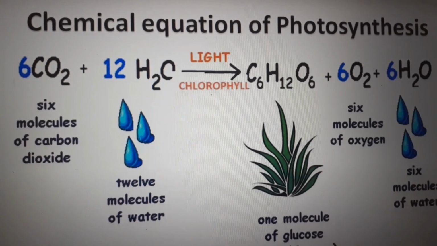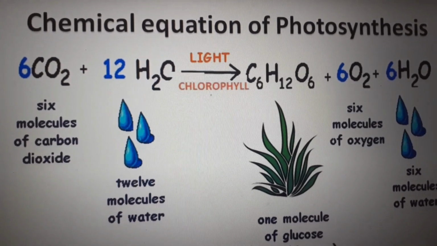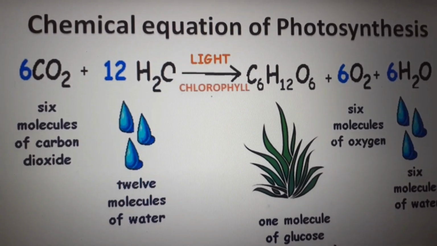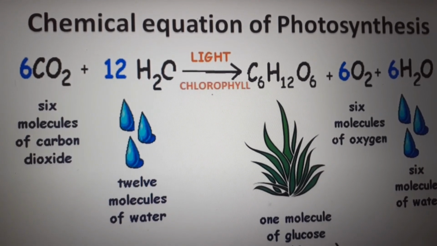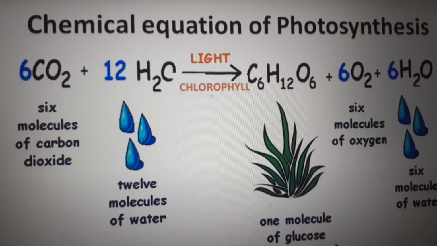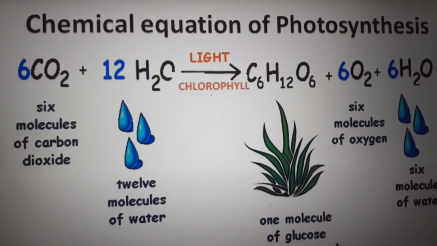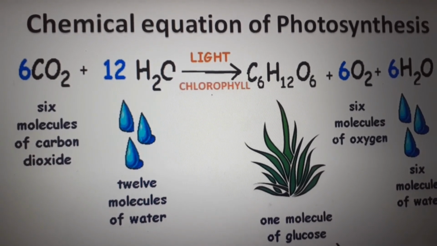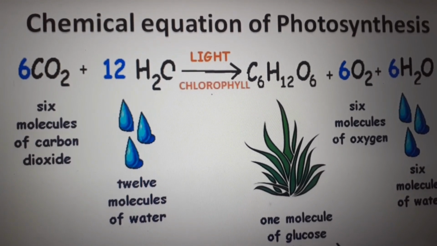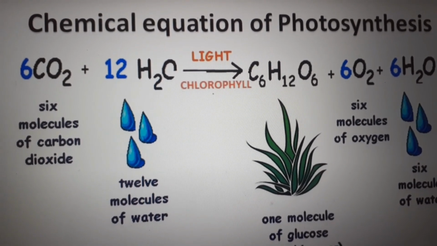The chemical equation for photosynthesis is: 6 molecules of carbon dioxide and 12 molecules of water, in the presence of sunlight and chlorophyll pigment, give rise to 1 molecule of C6H12O6, that is glucose, and 6 molecules of oxygen and 6 molecules of water.